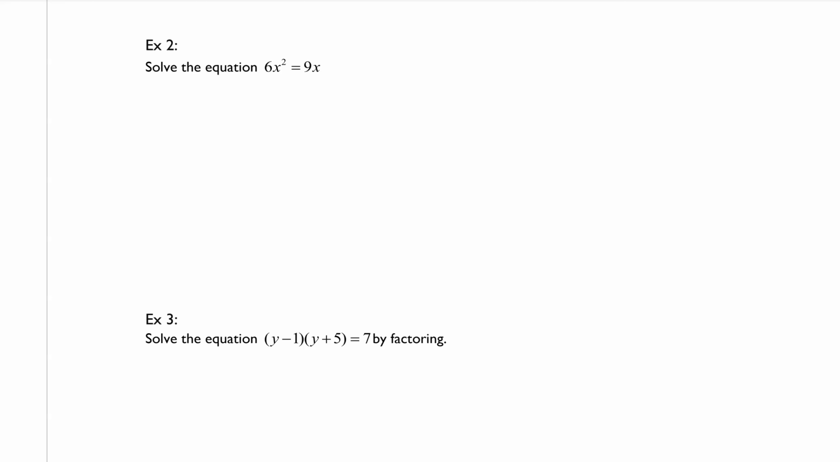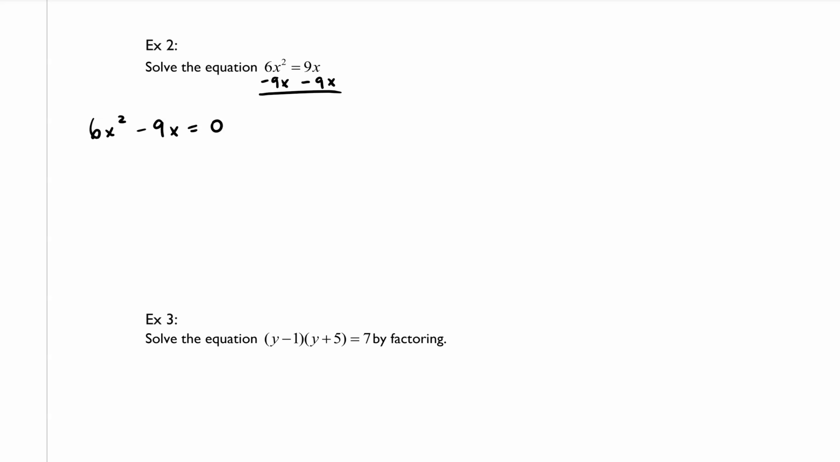All right, and we're back. So let's talk about how to solve this next equation. Again, I'm going to move everything to one side. So I'm going to go ahead and subtract 9x from both sides. And if I do that, then we get 6x squared minus 9x is equal to 0.